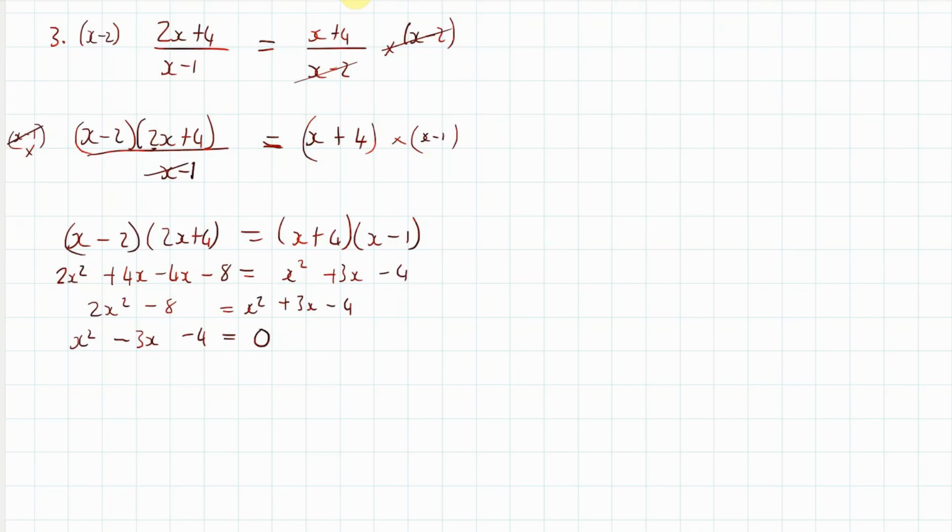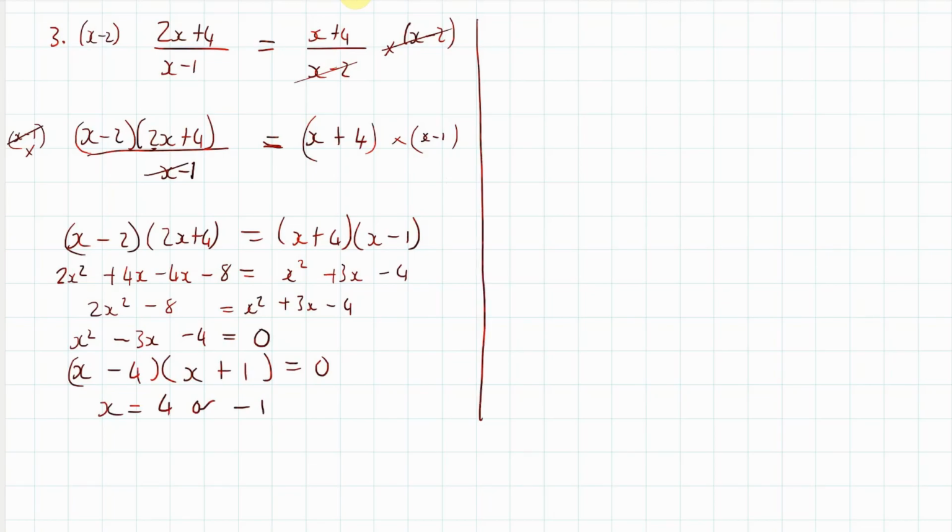And finally, we just need to factorize to solve. We're going to get two values of x. So I think it's x minus 4, x plus 1. So x is equal to 4 or minus 1. And that would be that one. Oops, that's a pretty crooked line, isn't it? Okay.